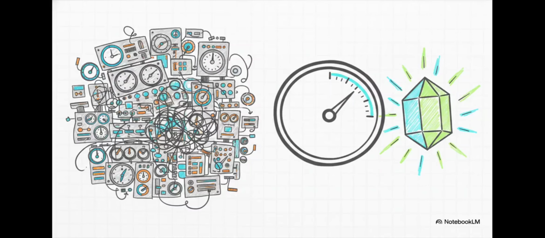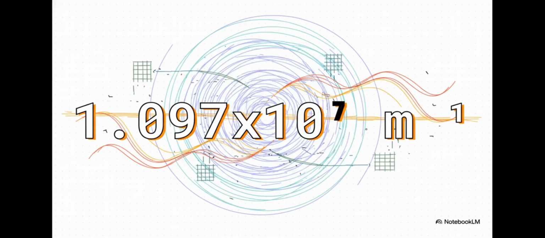But the UCBF model, it's totally different. To set the scale for its entire universe, it only needs one single number, one measurement from the outside world. And that one number? It's the Rydberg constant. Now, this isn't some obscure value. It's one of the most precisely measured constants in all of science. It has to do with the light that atoms give off.